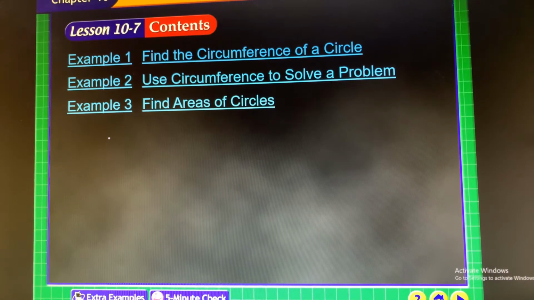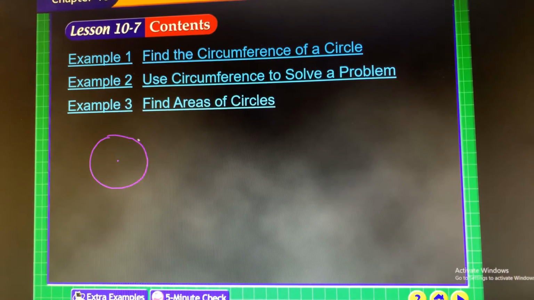So first of all, let's talk for a second about a circle and what makes a circle a circle. So I have a circle, and a circle has a center. The center point is equal distance from all the points on the outside of a circle. What you need to remember is that a circle is made up of points, not lines. There's an infinite amount of points that make up a circle.